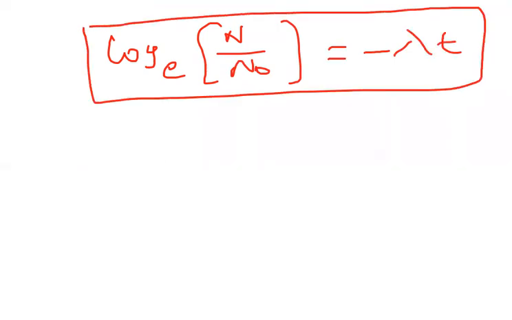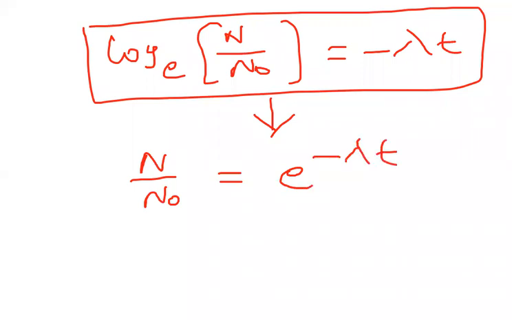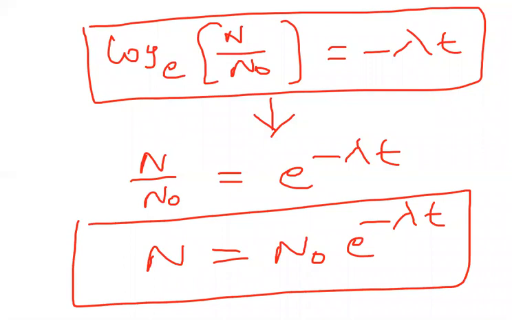Remember this formula. From this step, I can also write it as N by N0 is equal to e power minus lambda t. The log base e will go to the other side, and if you send it to the other side, it becomes exponential, e power minus lambda t. From the logarithm formula we get N equal to N naught into e power minus lambda t. This is the formula we get in the radioactive law.